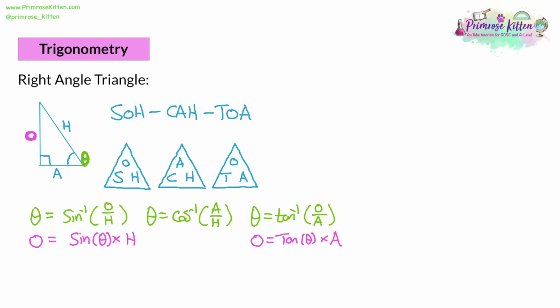For the side A, you cover up the A in the form of triangle. So for the first one, if you cover up the A, you're going to get that the adjacent is equal to the cosine of theta multiplied by H, because they're next to each other. But in the third form of triangle, you see A is in a different position, and it's O over T. So the adjacent will be equal to the opposite divided by the tan of the angle.